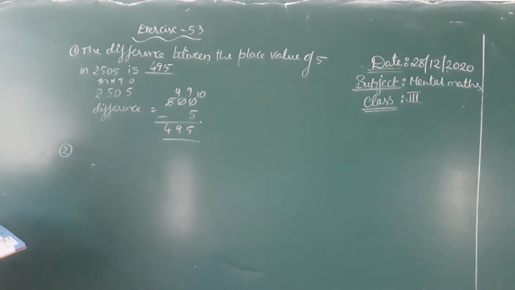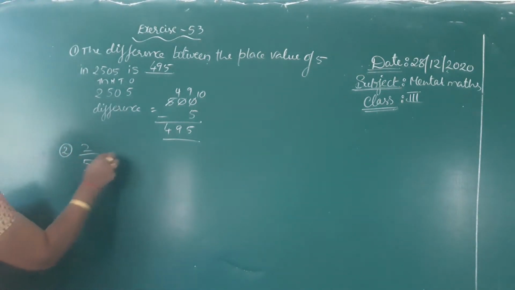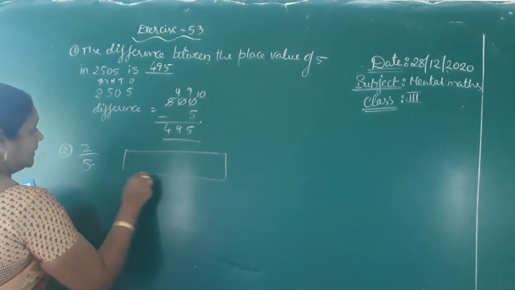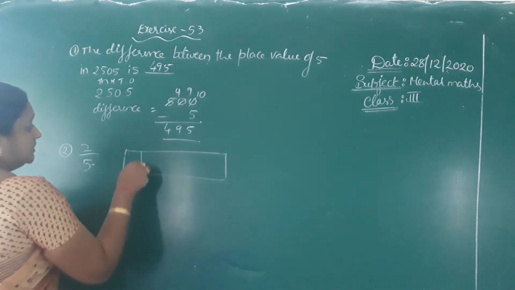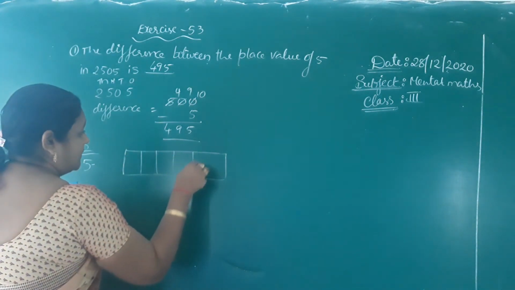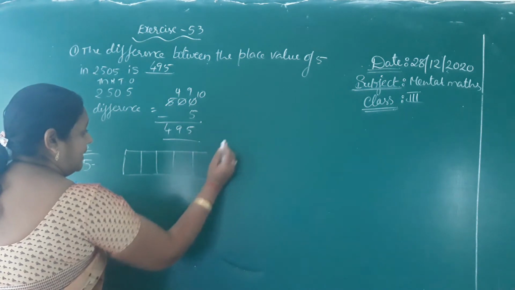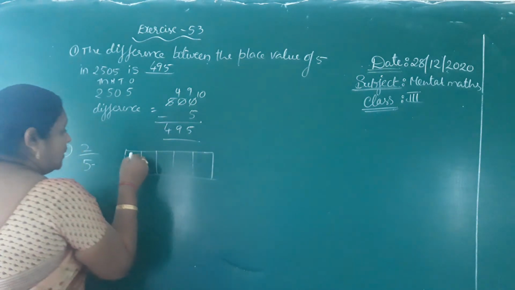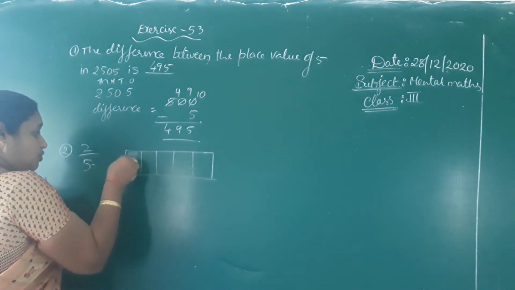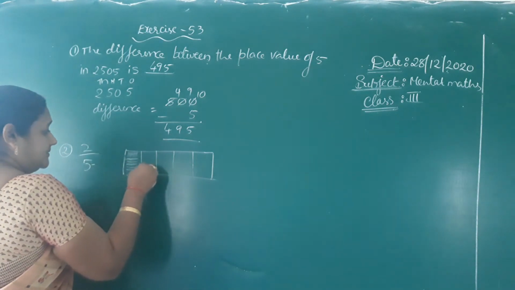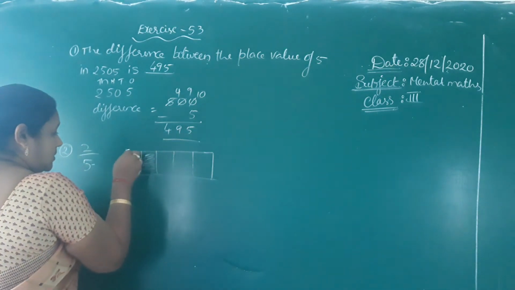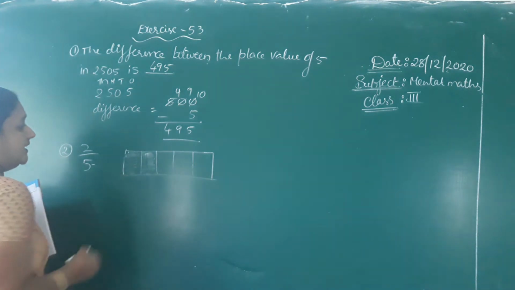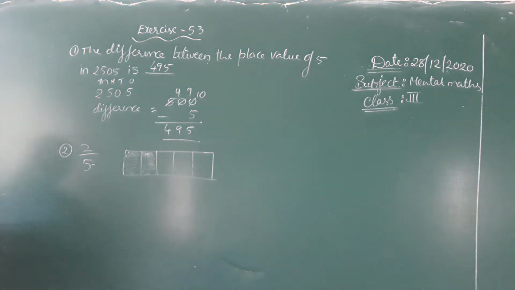See the second one then. 2 by 5. Choose the correct figure 2 by 5. How will you shade 2 by 5? That means you have to take the figure which is equally divided into 5 equal parts, and in that 2 parts are shaded. Totally 2 parts are shaded. That type of figure is 2 by 5.